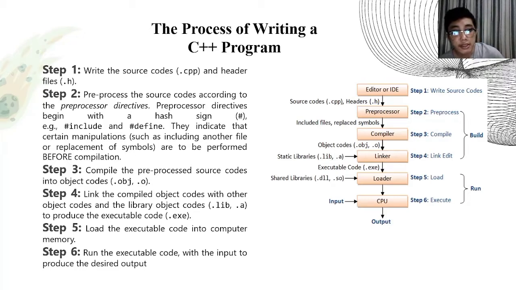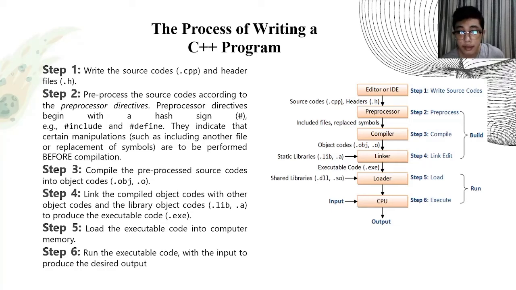The fourth step is to link the compiled object codes with other object codes and the library object codes to produce the executable code. The fifth step is to load the executable code into the computer memory. And the last step is to run the executable code with the input to produce the desired output.